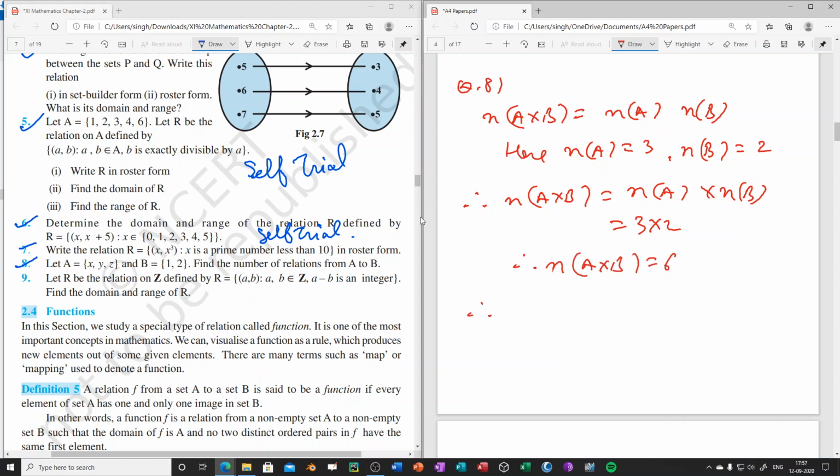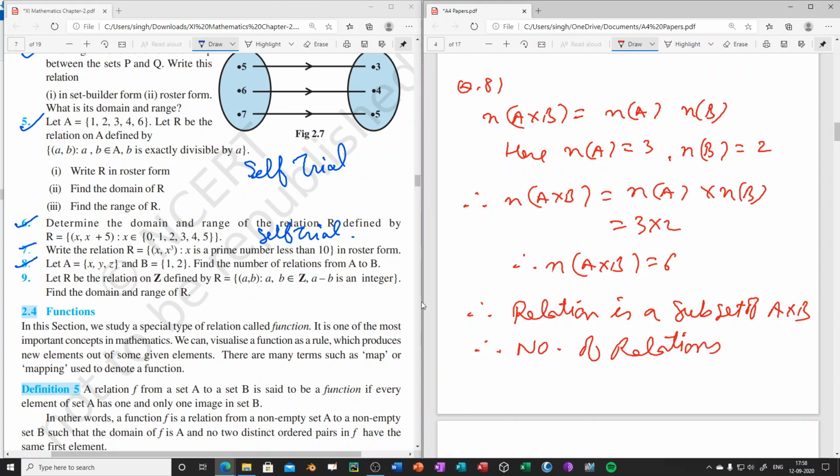Therefore the number of subsets or number of relations, because what is a relation? It is a subset of A cross B. So that's what we write. Relation is a subset of A cross B. Therefore the number of relations from set A to set B equal to 2 raised to n, where n is the number of elements in A cross B, we know that. And here it is 2 raised to 6.